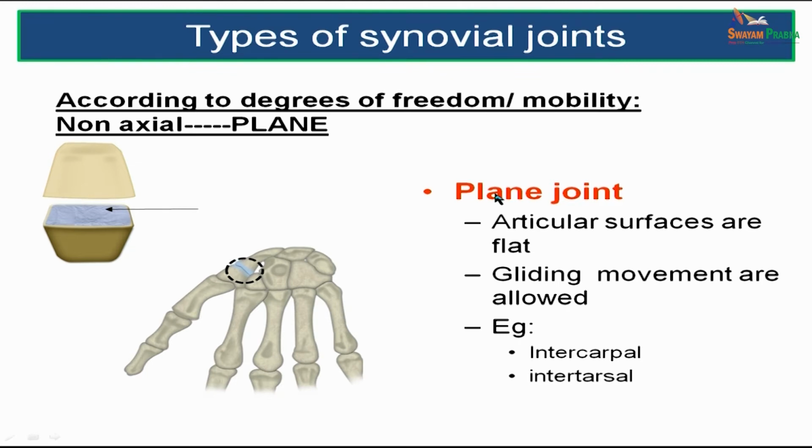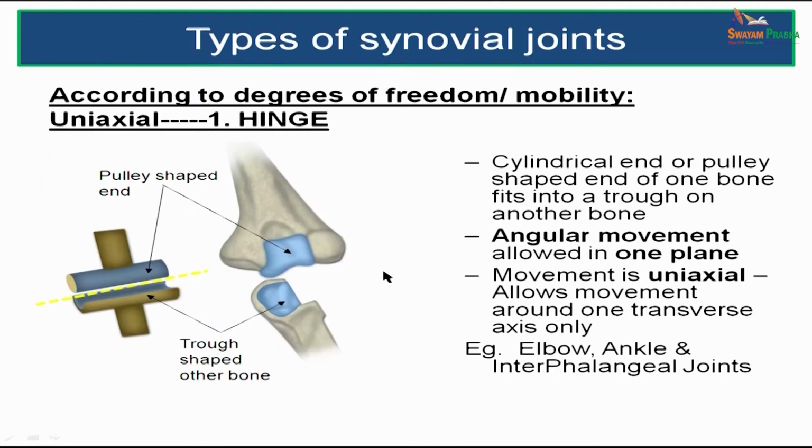So, the first joint, plane joint. It is a non-axial joint. The articular surfaces are flat and opposing each other and the movement is gliding movement. Example, intercarpal joints and intertarsal joints.